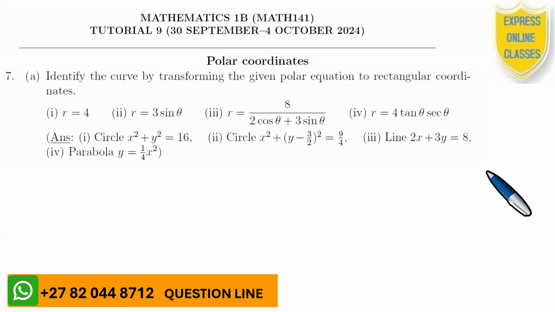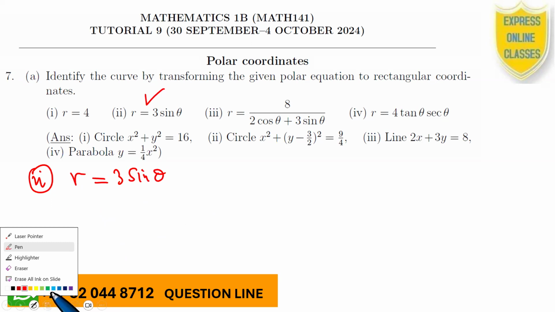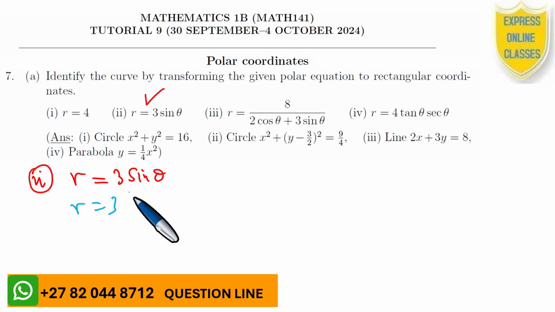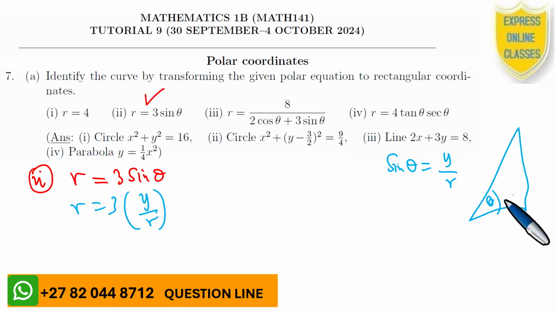To convert it to rectangular coordinates, a couple of things we need to take into account. We just need to substitute, we can just cross multiply. There are many ways to actually do it. First, we can have this one. We are going to deal with r equals 3 sine theta. The sine theta, as we said already, is opposite over hypotenuse in this triangle. So you put sine theta is y over r, and then we cross multiply, we get r squared is 3y.